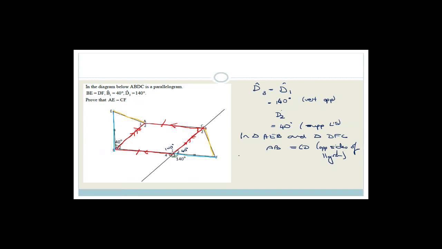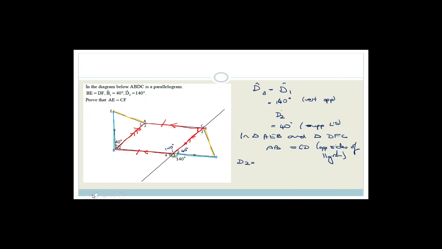So we're going to say, well, D2 equals D3 minus 40 degrees. So D2 is going to be D3 minus 40. I can't believe I'm struggling with it. Sorry, I'm just struggling with the writing. I don't know what's going on today.